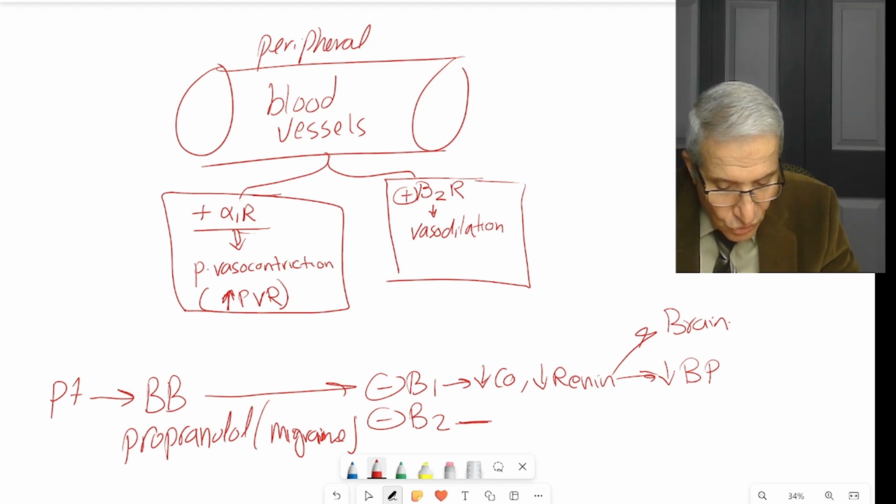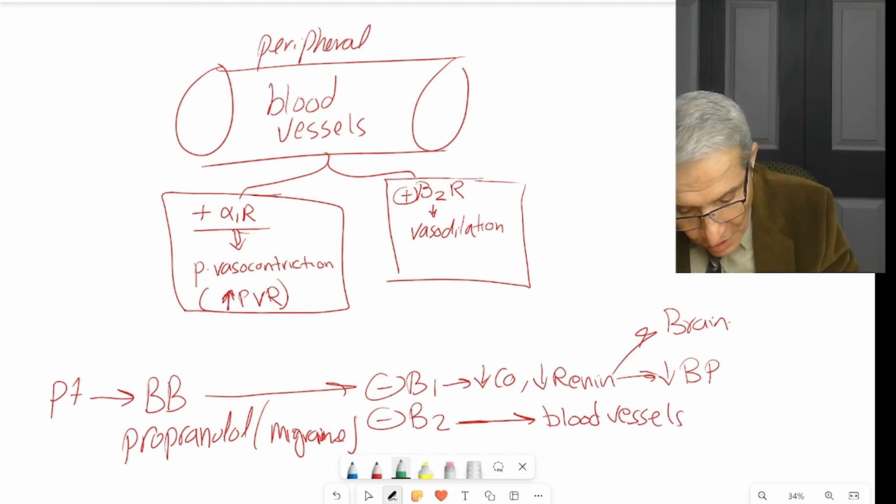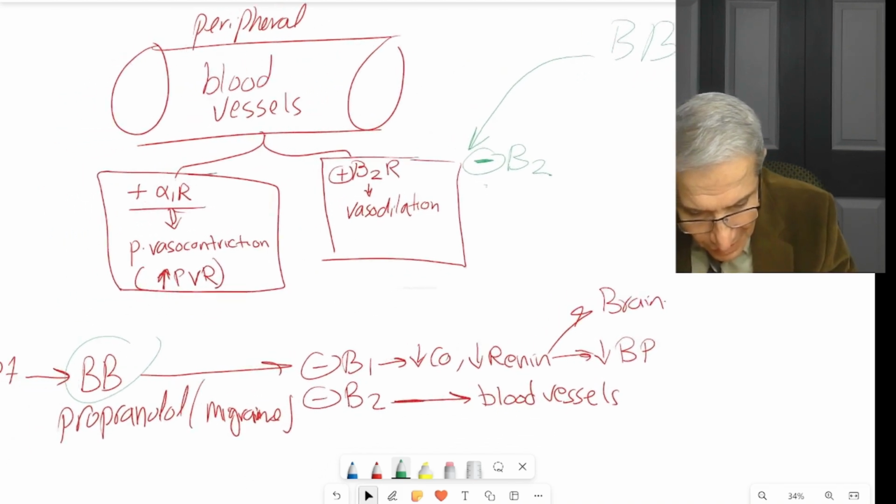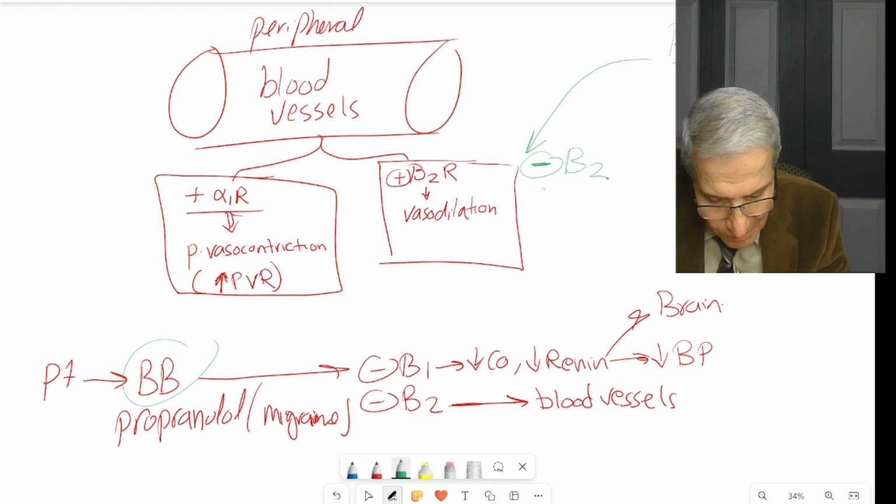But for beta 2, you can imagine now, you block beta 2. Beta 2 is available in the blood vessels. I will go with the green here. Now our medication, the beta blocker, you prescribe it. What happened? You block beta 2. If you block beta 2, I will maybe change this one now in the image.